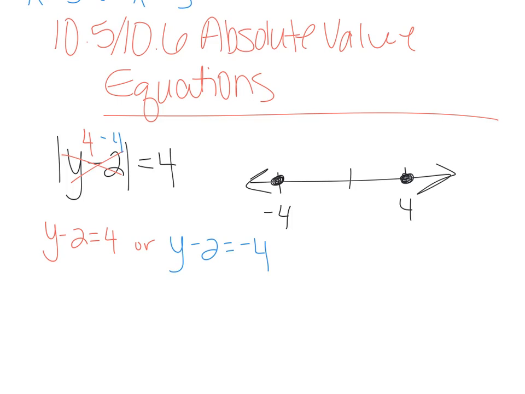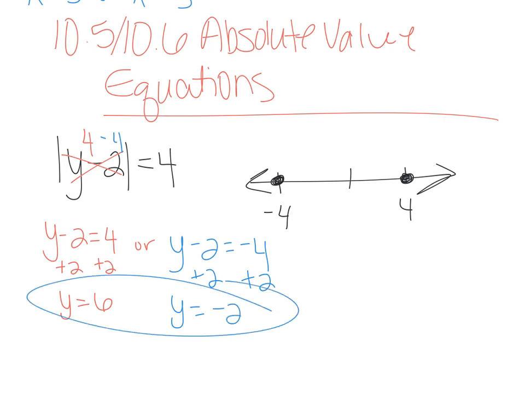So for that first one, y minus 2 equals 4. If I add 2 to both sides, y equals 6. Or in the other one, if I add 2 to both sides, y equals -2. So all of your answers today, you'll have 2 of them. Remember, because if you have absolute value, there's 2 options. It could be the positive answer, or it could be the negative answer. Does this make sense?